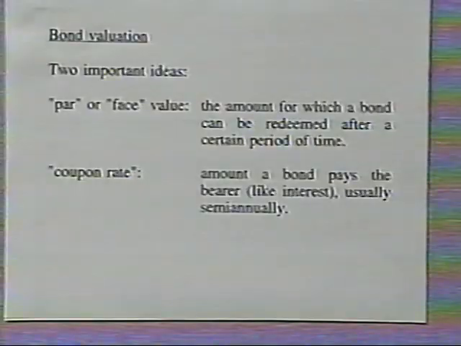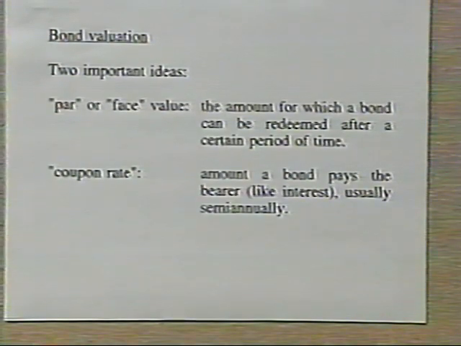And it's a promise to pay money to the person that purchases the bond. There are two important ideas associated with a bond that, once they're clarified, make the calculations for bonds pretty straightforward. Bonds have, first of all, what's called a par or face value. And it's the amount for which a bond can be redeemed after a certain period of time.